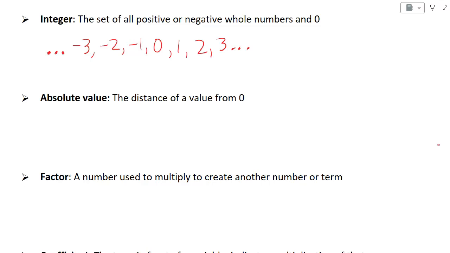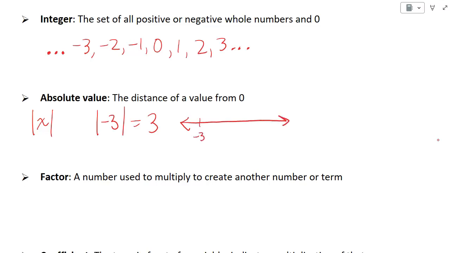The absolute value is the distance of a number or of a value from 0. So I always think of a number line. Absolute value is expressed as a value with vertical bars around it. So for example, if I ask for the absolute value of -3, that's just going to be 3 because -3 is 3 spaces from 0, if you think of a number line.